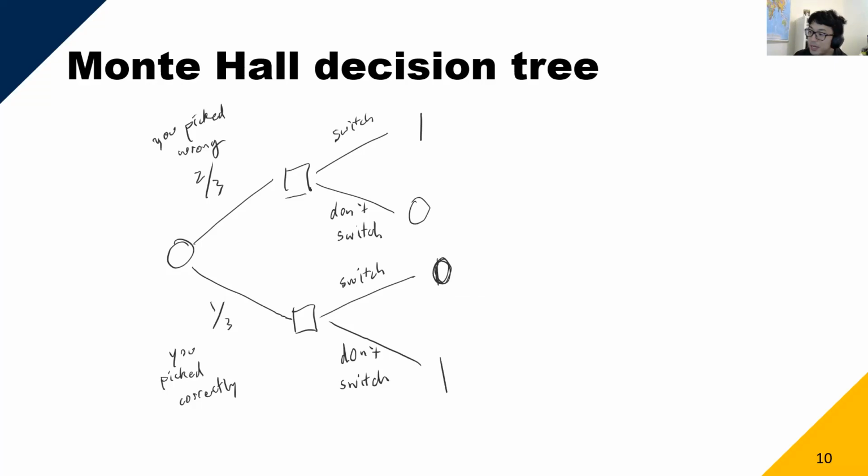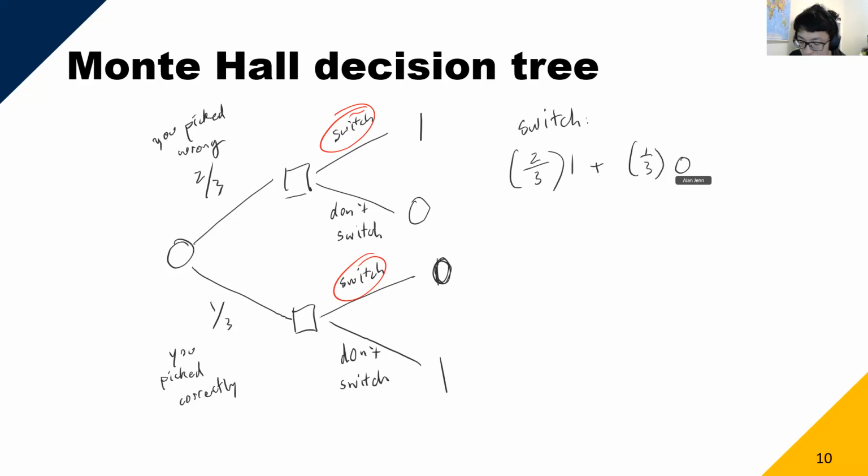So if I look at the expected value of my switching decision, the top one here, switch: two-thirds times one plus one-third times zero, and this is equal to two-thirds. And if you don't switch, it's two-thirds times zero plus one-third times one. And that's equal to one-third.